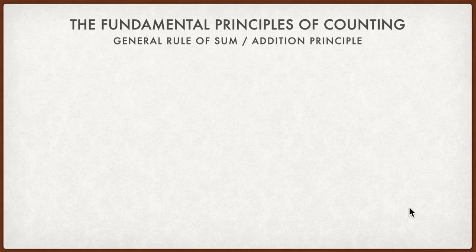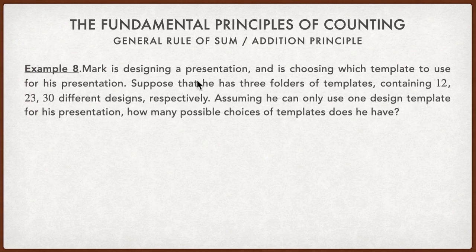So let's generalize that into a general rule of sum or addition principle. We're going to add more; we're not going to restrict ourselves to two ways. We can add maybe more than that. For instance, Mark is designing a presentation and is choosing a template to use for his presentation. Suppose that he has three folders of templates containing 12, 23, and 30 different designs respectively. Assuming he can only use one design template for his presentation, how many possible choices of templates does he have? From here we can see that Mark cannot choose a template from folder 1 and 2, or from folder 2 and 3. He only needs to choose one from among all of them. He cannot choose the templates together.